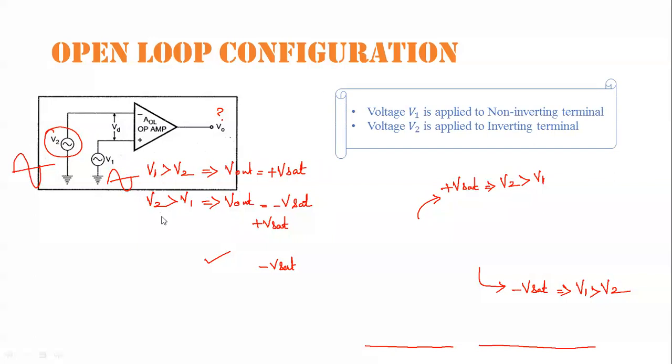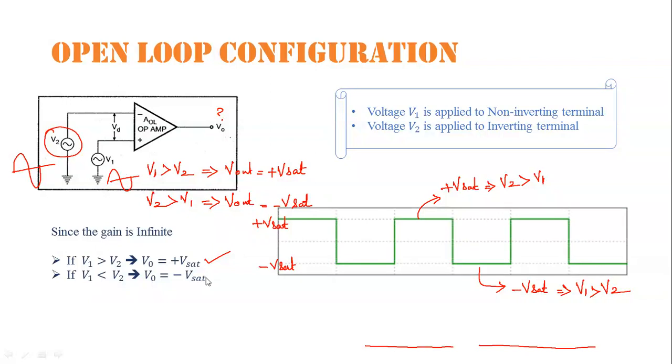Like I said, V1 is applied at the non-inverting terminal, which is plus. V2 is applied at the inverting terminal, which is minus. If V1 is greater than V2, then the positive saturation voltage, plus V sat, will be the output. If V1 is less than V2, that means the positive terminal input is less than the negative terminal input, then the output V0 equals minus V saturation. This results in this type of waveform.